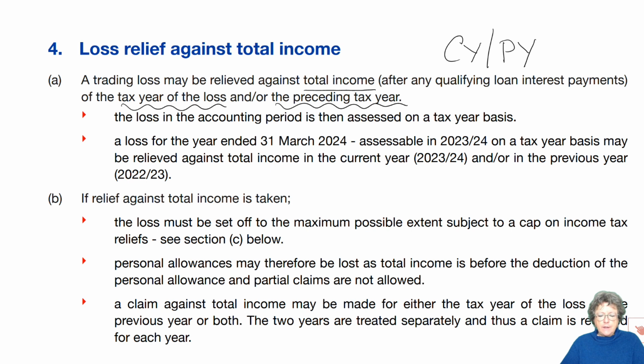So the loss in the accounting period is then assessed on the tax year basis, and the loss for the year to the 31st of March, assessable in 23-24 on a tax year basis, which is the year we're working on now, may be relieved against the current year and or the previous year. And again, it's and or. You have the choice.